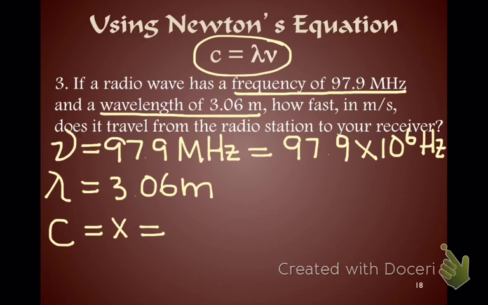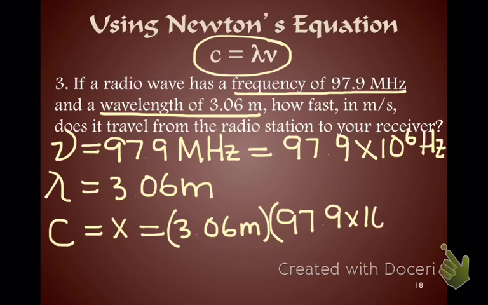C equals lambda nu, so we'll put lambda first, 3.06 meters, times the frequency, which we converted, 97.9 times 10 to the 6th per second.